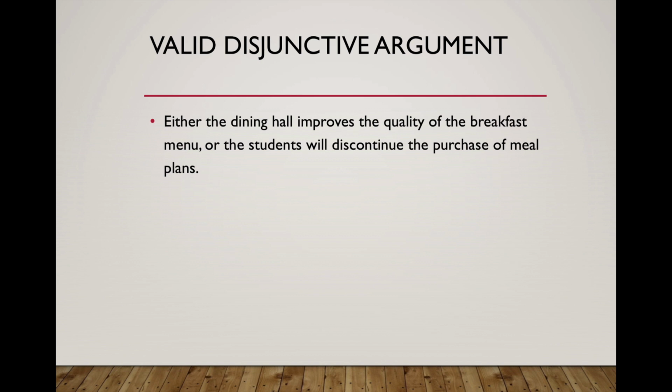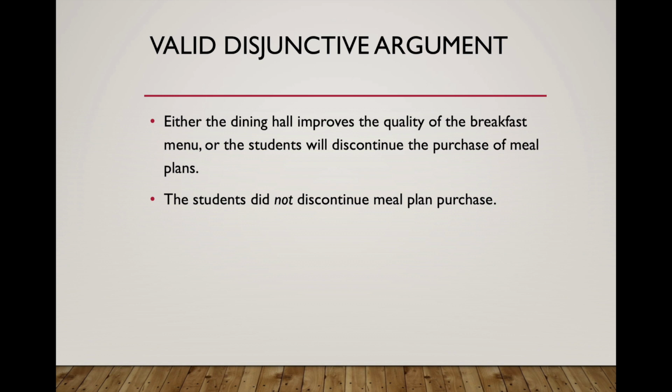Do we know whether the dining hall improves the quality of the breakfast menu? Do we know students discontinue the purchase of meal plans? We don't know yet. We need more information. In other words, we need a second premise. So here's the second premise: the students did not discontinue meal plan purchase. Okay? So in this second premise, we note the second premise refers to the second disjunct, right? The or clause of the statement.